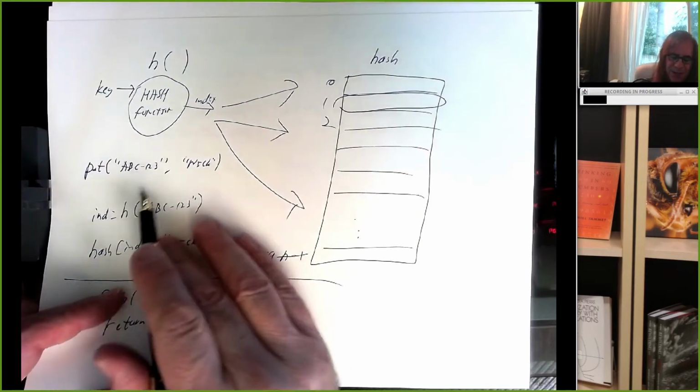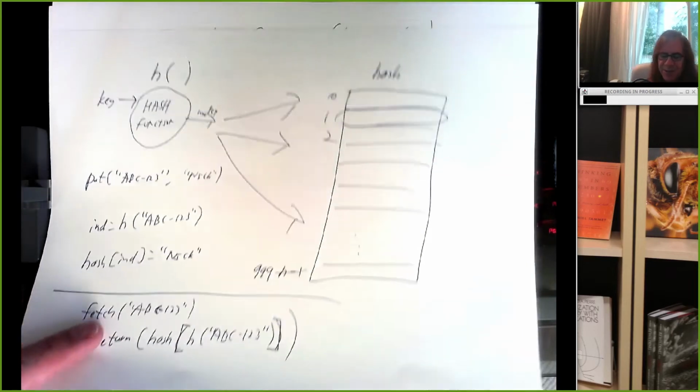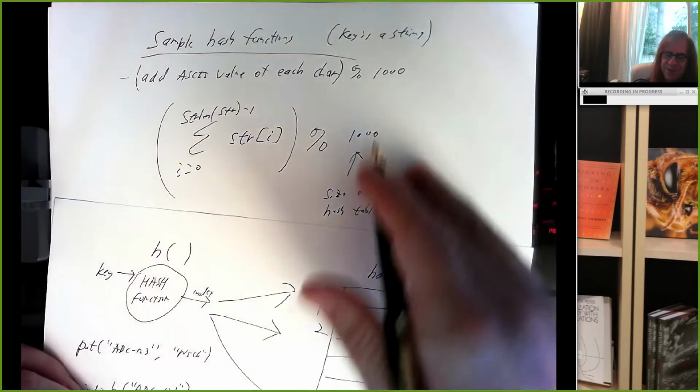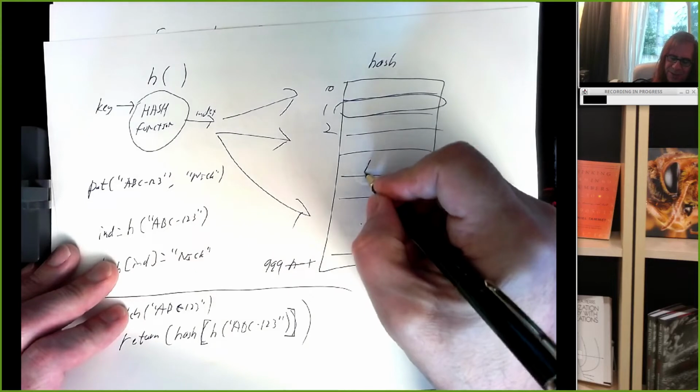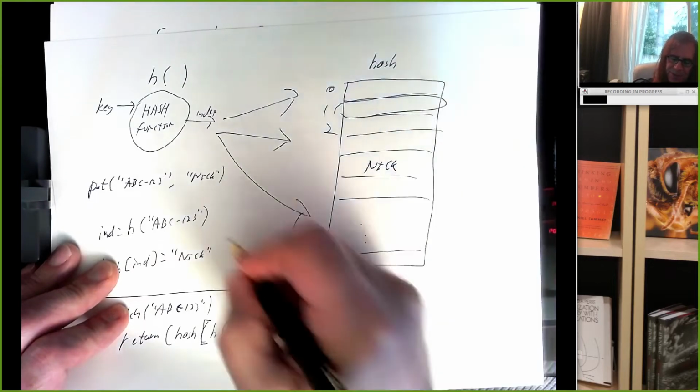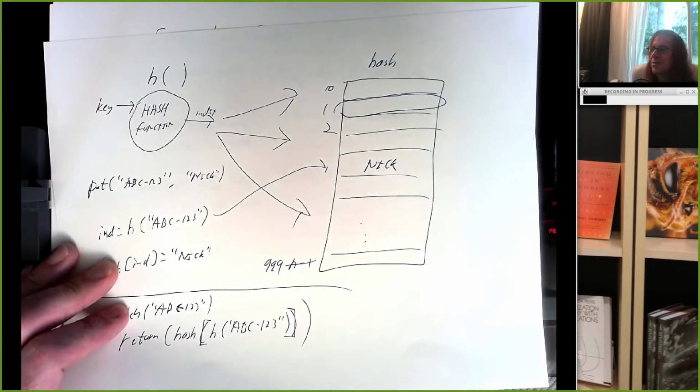So ABC-123, I'll add up those 7 ASCII codes. If it's bigger than 1000, I'll reduce it modulo 1000. It gives me some number. Whatever that number is, that's where I store the data associated with it.